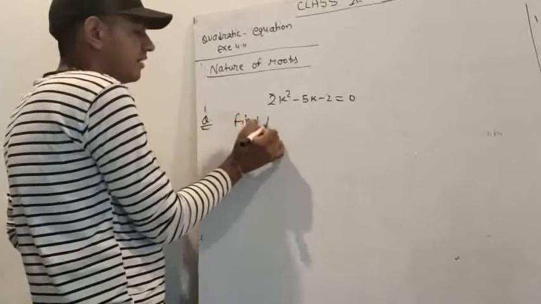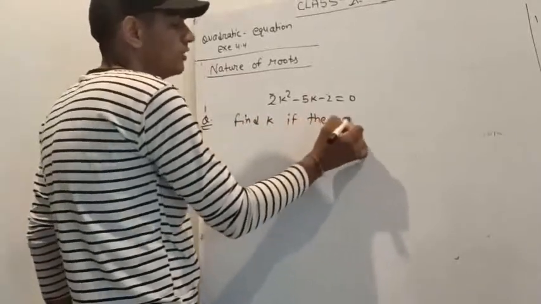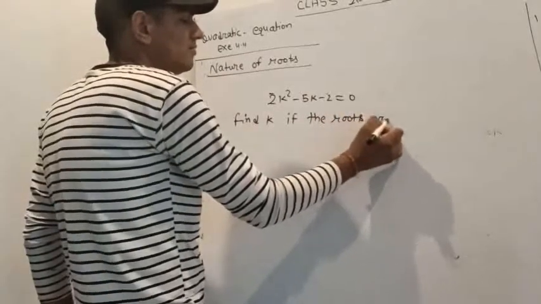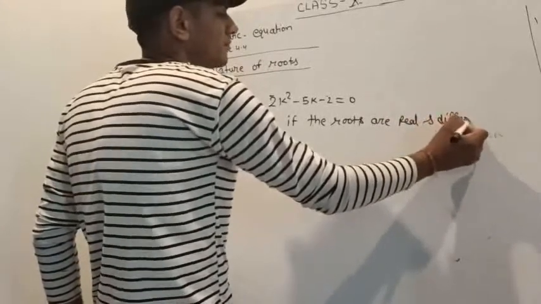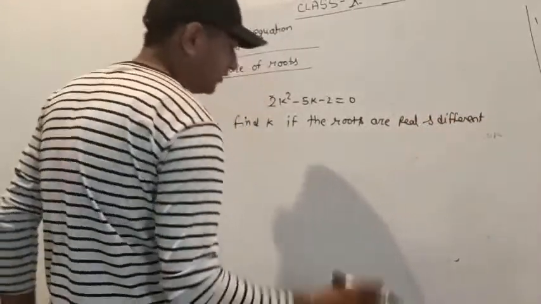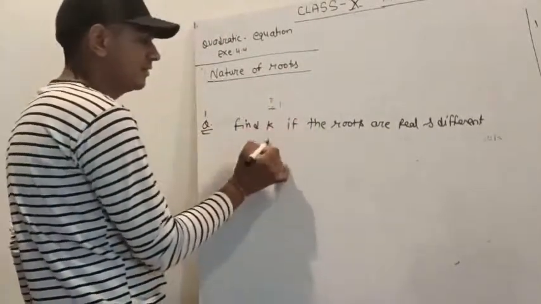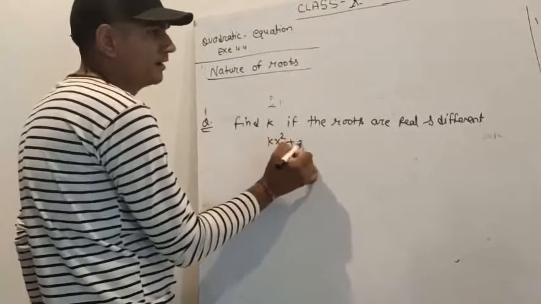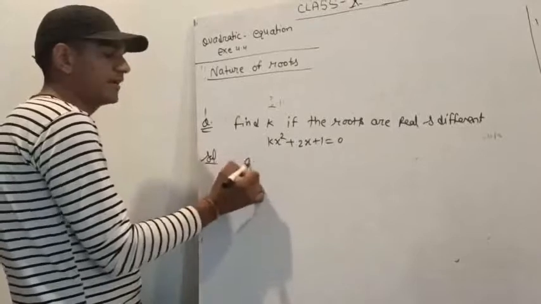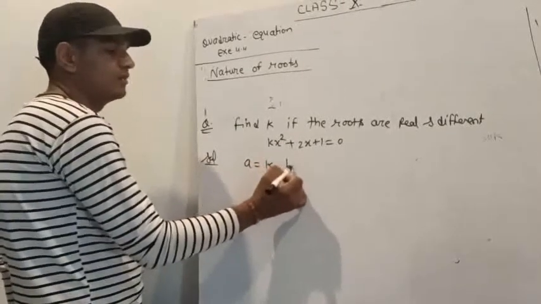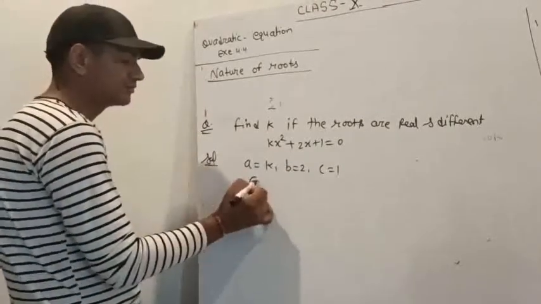Find k if the roots are real and different, and the equation is given to you. The equation is given: kx square plus 2x plus 1 equals to 0. Same. Firstly, we will find out the value of a, which is k. What is the value of b? 2. And what is the value of c? 1.